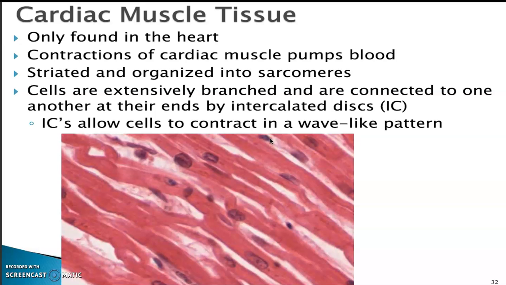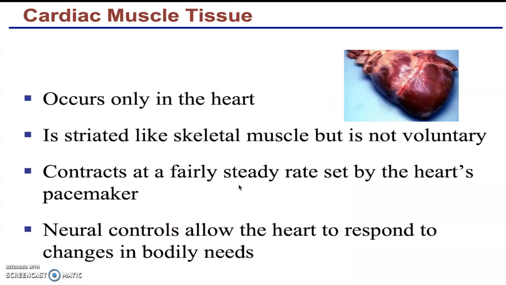And then this is a picture, once again, of a cardiac muscle tissue. So the cardiac muscle tissue is only found in the heart, and it contracts to pump, and it's striated and organized into sarcomeres. So once again, the cardiac muscle tissue occurs only in the heart, where it performs a coordinated contraction that allows your heart to pump blood throughout your circulatory system. It's striated like the skeletal muscle, but it's not voluntary. The main function is to pump blood throughout your body.